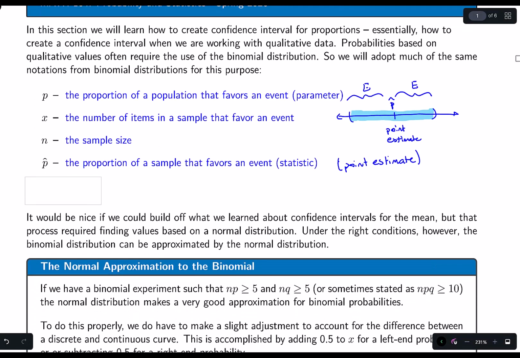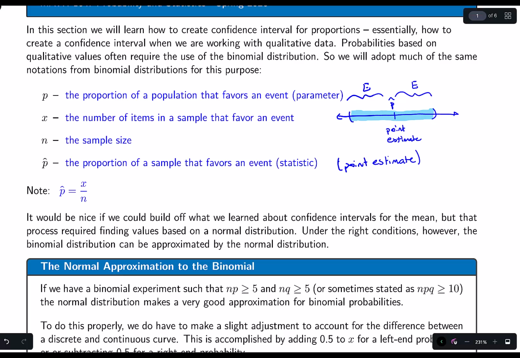One thing to keep in mind, P hat is X divided by N. So if you have 50 items out of a sample of 200 that favor some event, then your P hat is going to be 50 out of 200, or 1/4, or 25%.